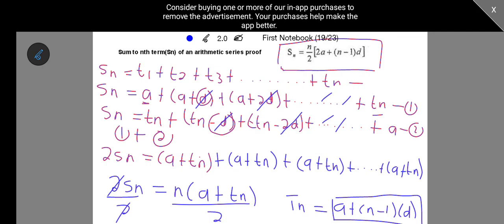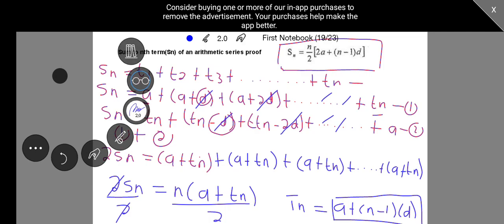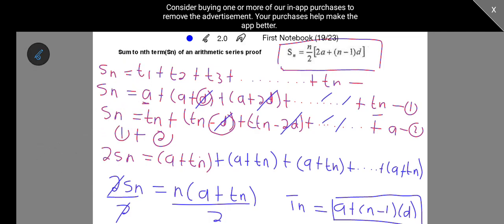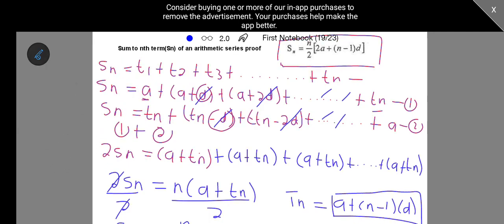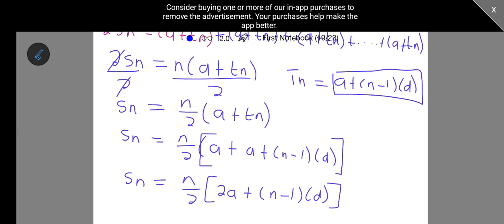At the end, you add the two equations. The d cancels the d, the minus d, the 2d cancels the minus 2d. Somewhere we have 3d, which will cancel the negative 3d. Then they will cancel each other up until we add the last terms. And at the end, we have n number of a plus tn's. We do not know how many they are. So we just say n multiplied by a plus tn.